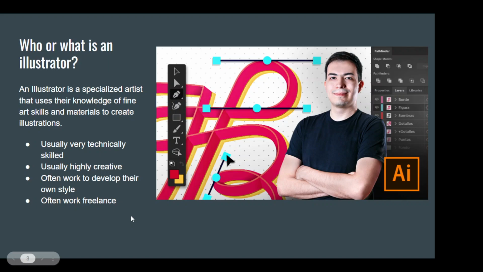So who or what is an illustrator? An illustrator, obviously, is somebody who makes illustrations. They specialize and use their knowledge of art skills and materials to create those illustrations for different publications. So there are some things that you should know about the career of illustration.